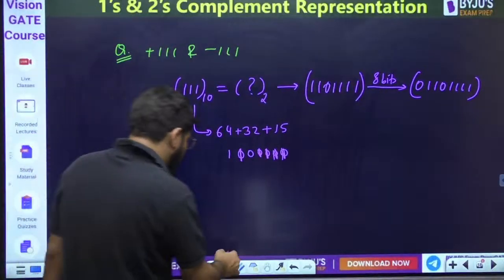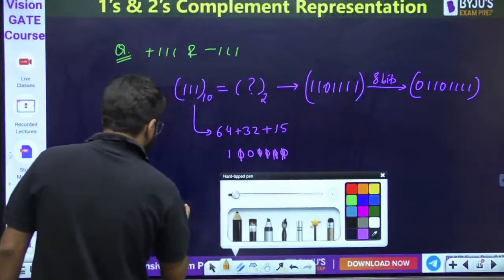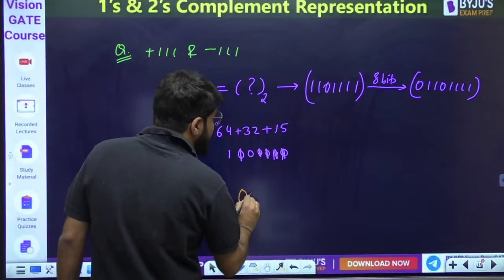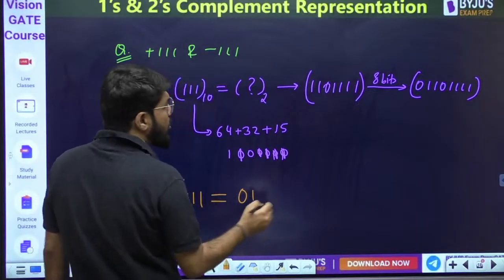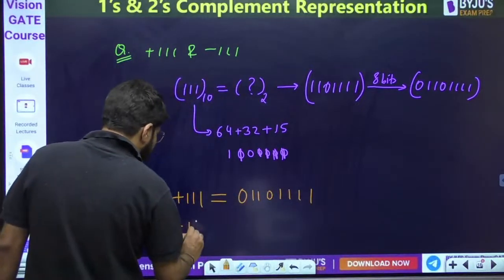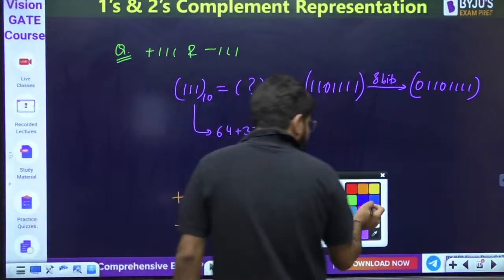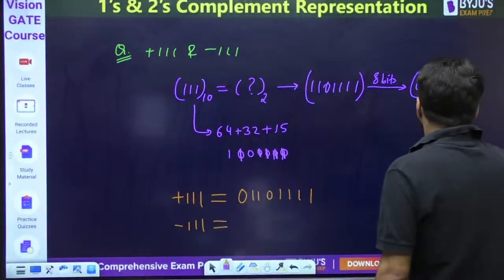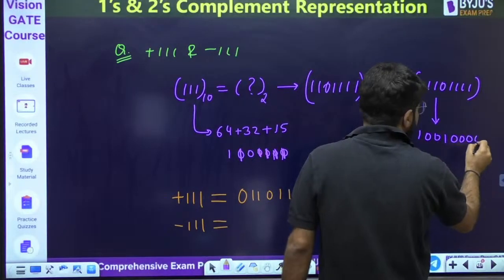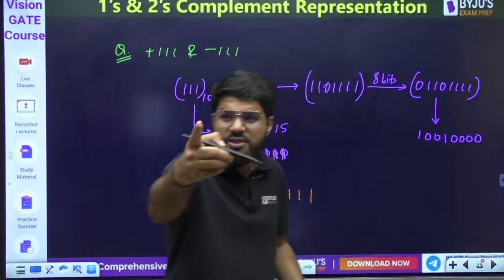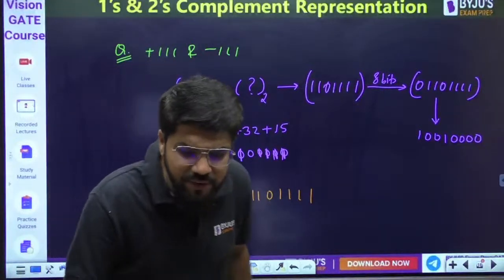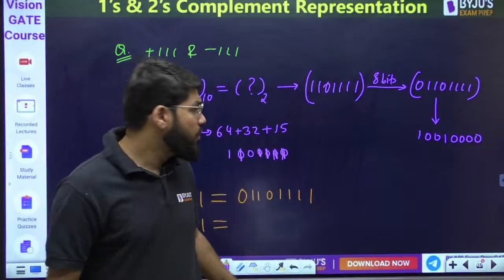So when I write the number plus 111, in binary, in the 2's complement machine, it is 01101111. Minus 111: when it comes to minus 111, I will have to take the complement, 10010000. This is the 1's complement. If the question is 1's complement, I will write this answer. But the machine is 2's complement, and I will tell you why 2's complement is preferred over 1's complement.